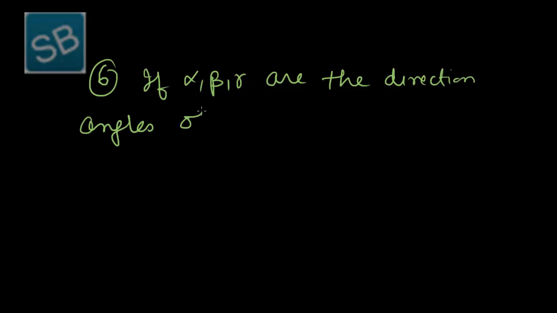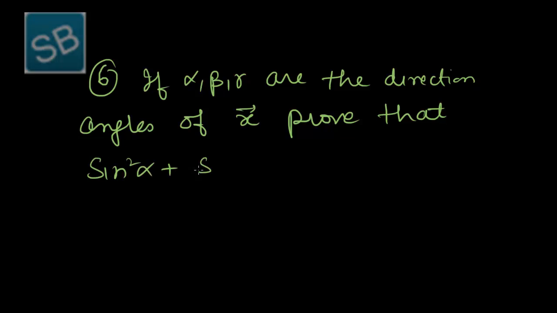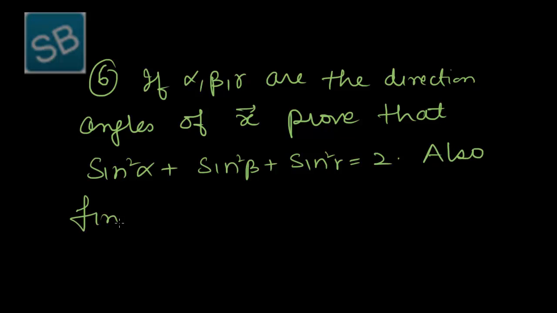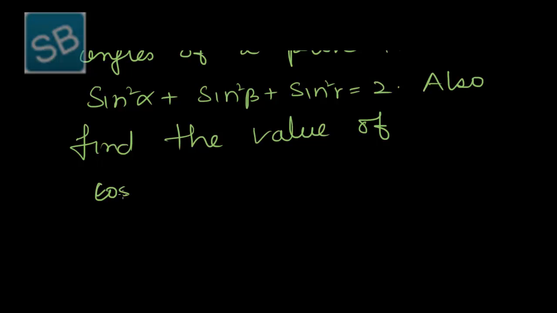If alpha, beta, gamma are the direction angles of vector x, prove that sin square alpha plus sin square beta plus sin square gamma is equal to 2, and also find the value of cos 2 alpha plus cos 2 beta plus cos 2 gamma.